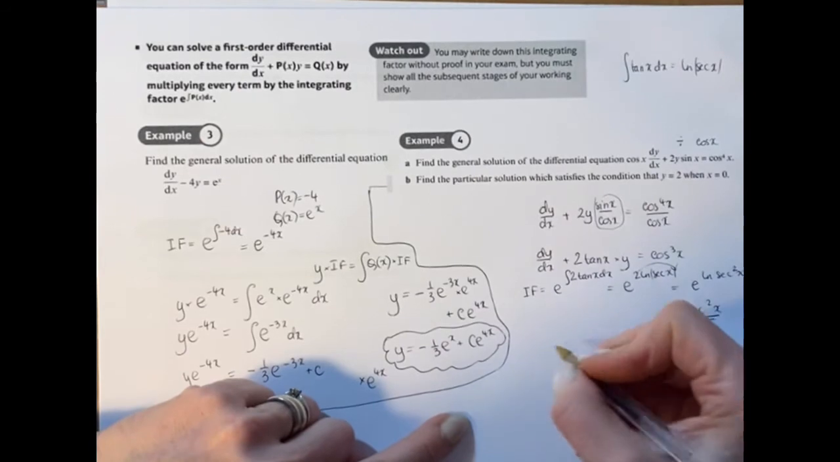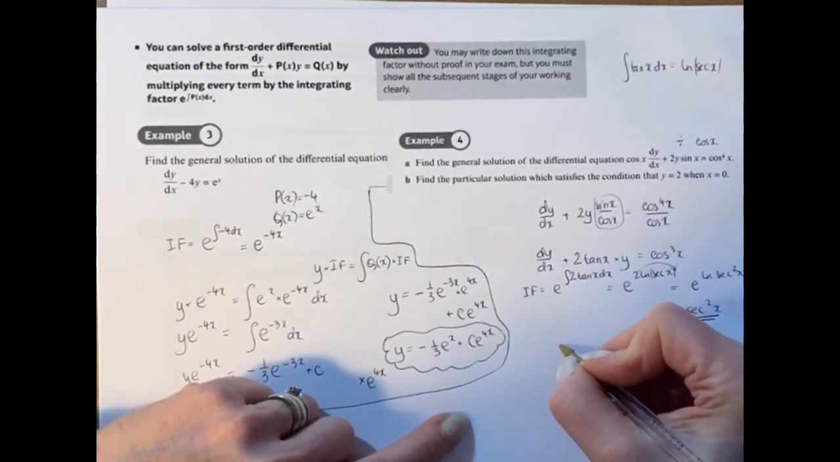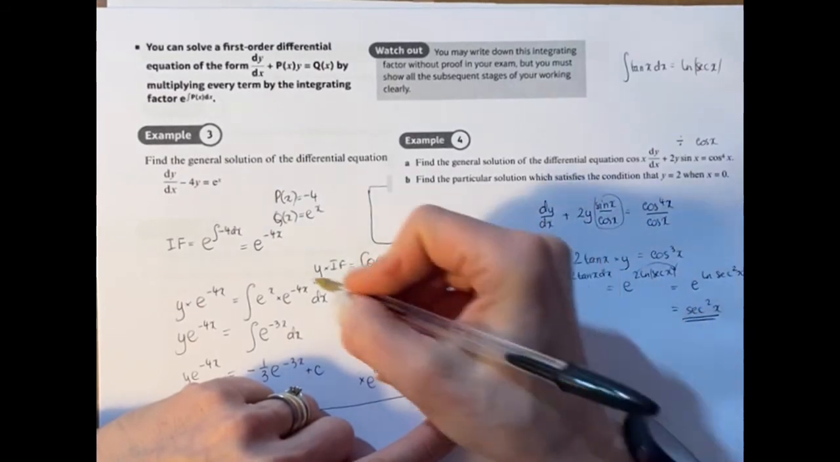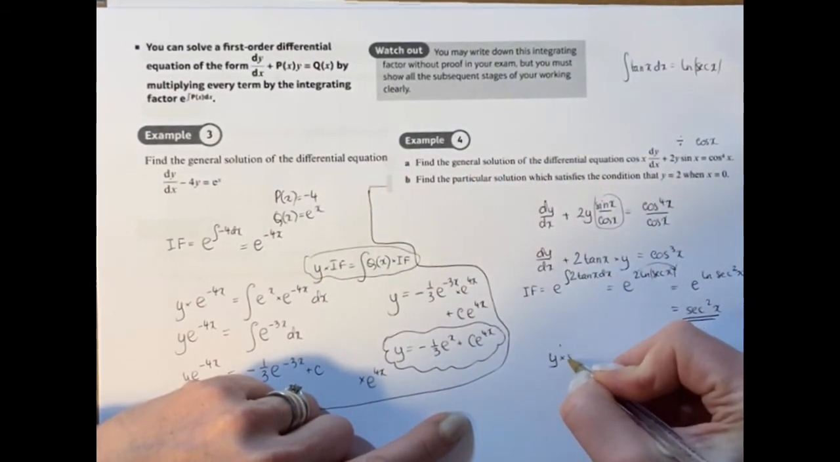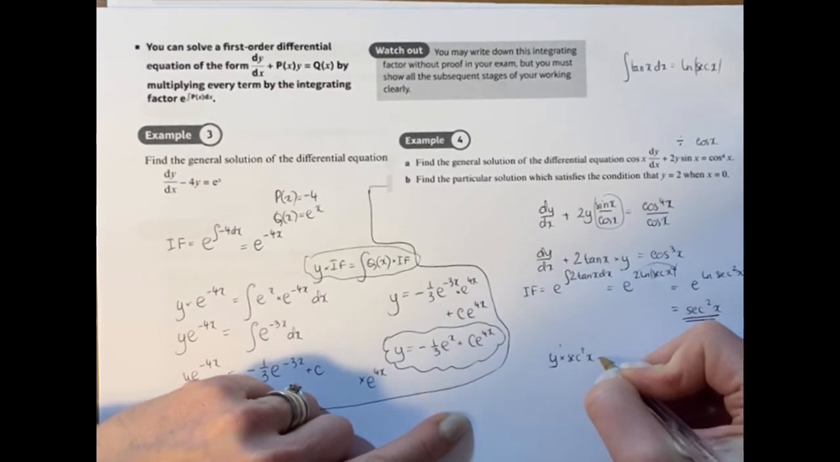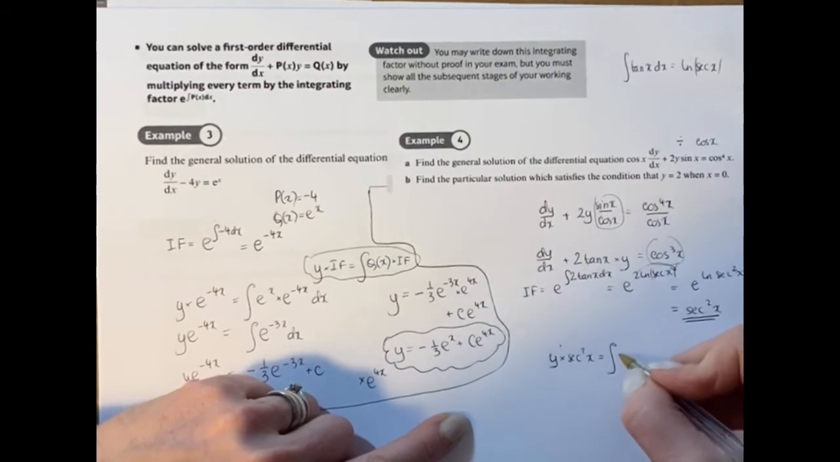So let's go for the final result, well, almost final result. So straight away, y times the integrating factor, so it's y times sec squared x is equal to the integral of whatever we've got on the right hand side, so cos cubed x multiplied by sec squared x.